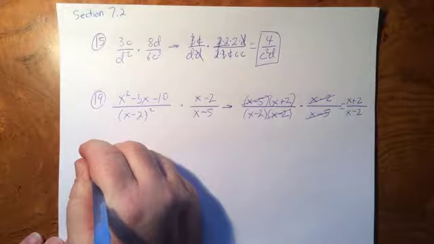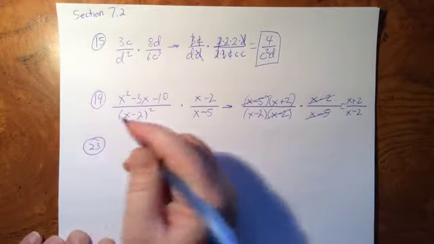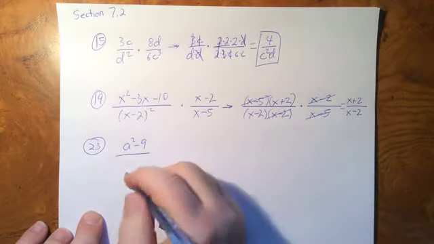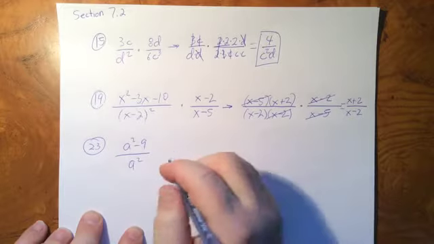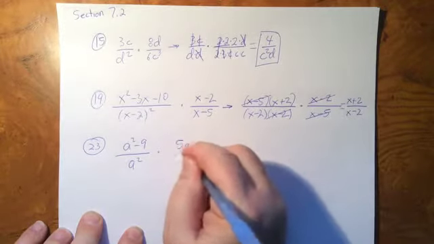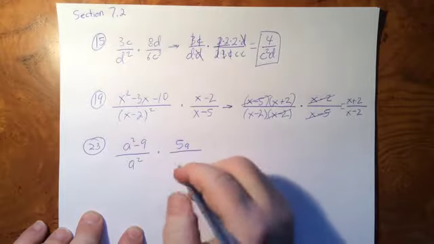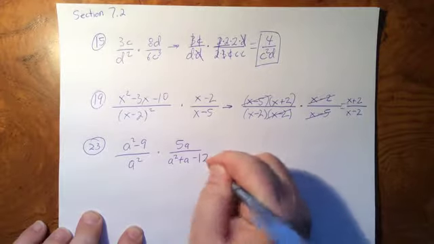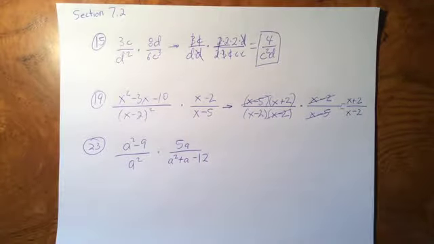We're going to take a look next at number 23. This is going to be a to the second minus 9 over a to the second times 5a over a squared plus a minus 12. In these problems, what you're going to typically see, especially when you take your test and you do your homework online, is problems where you have to multiply these rational expressions, where there will be multiple types of factoring that you'll have to do.